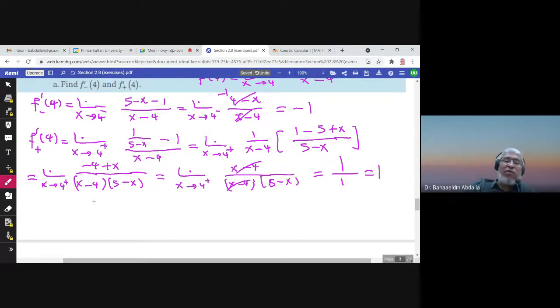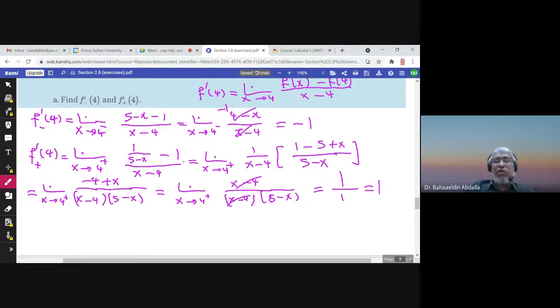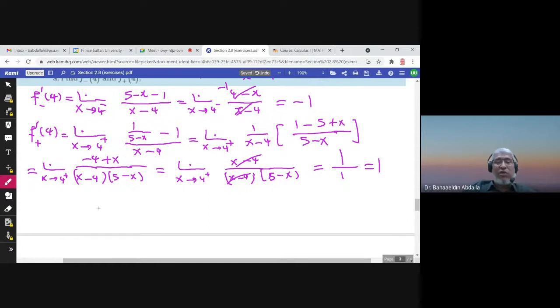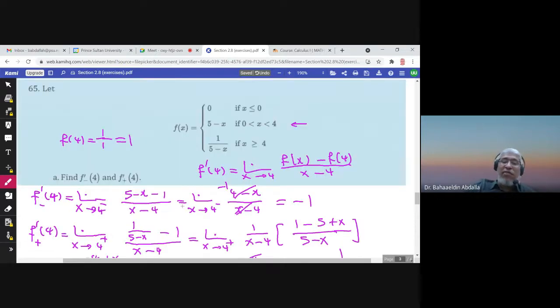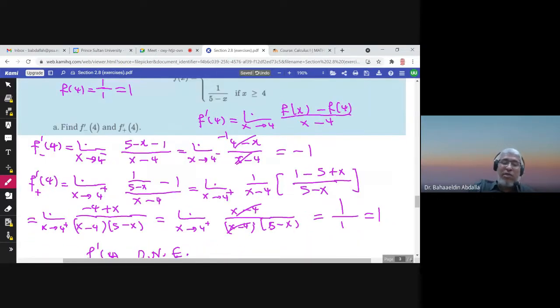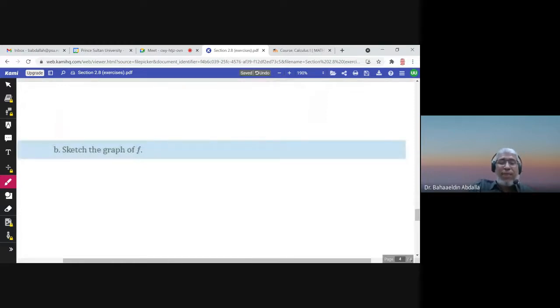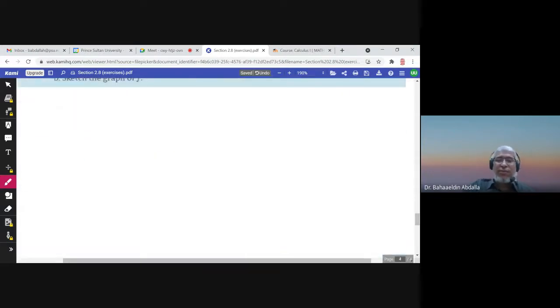So the derivative from the left is not equal to the derivative from the right. So this means that f prime of 4 does not exist. Okay, the derivative at 4 is not defined. Sketch the graph of f.